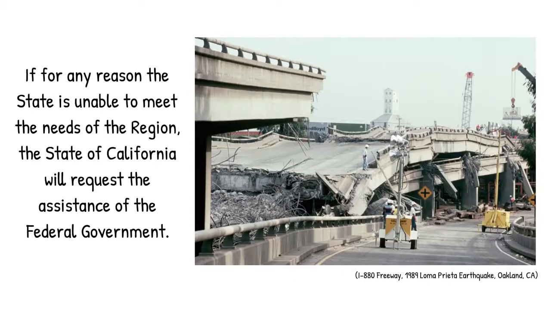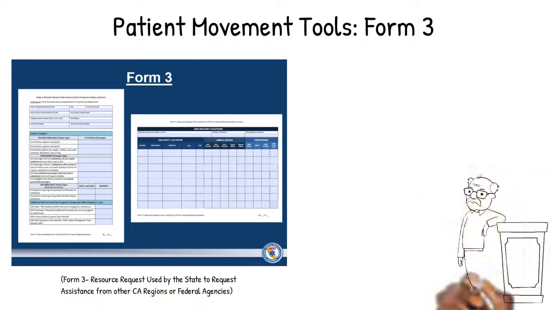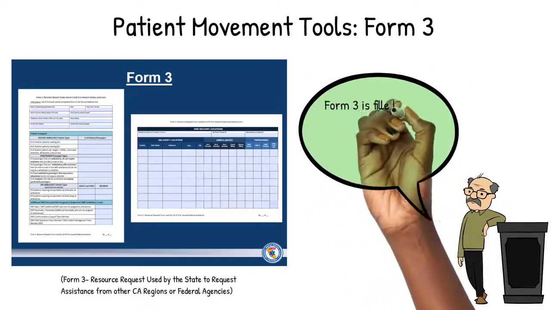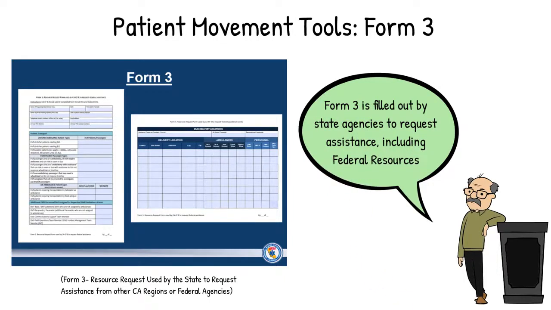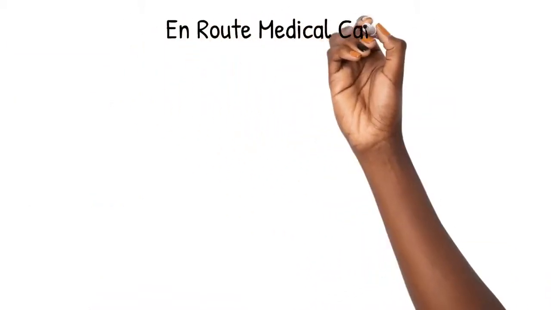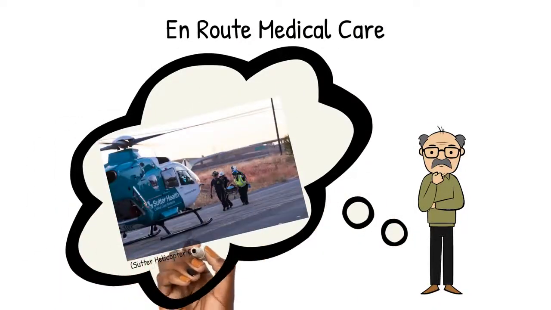As you can see here, this is the Loma Prieta earthquake, which was clearly a federal government response in addition to state level. So let's talk about Form 3, because this is now when the state is looking for help from FEMA. So Form 3 will be filled out by the state agencies, EMSA and or CDPH, and then pushed up to the federal government through Cal OES, Office of Emergency Services, pushed up through Cal OES to FEMA for assistance.